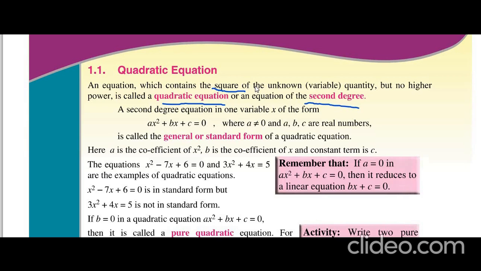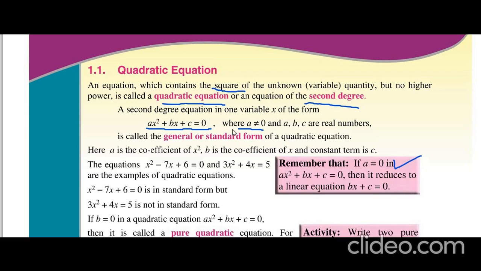For example, this is the general form of a quadratic equation: ax square plus bx plus c equals to 0. This is a quadratic equation. a must be not equals to 0 and a, b, c are any real numbers. a must not equal 0 because if a equals to 0 then this becomes bx plus c equals to 0, which is a linear equation.